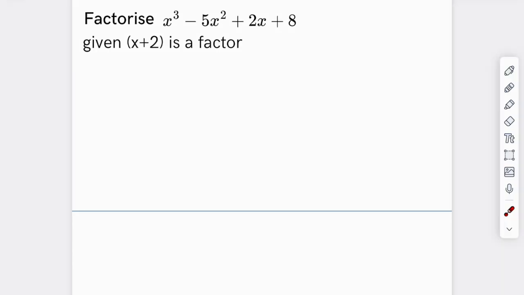Now we've got another question that says factorize x cubed minus 5x squared plus 2x plus 8, given x plus 2 is a factor. In a situation like this, one thing I didn't mention before is that oftentimes we can have a little shortcut. So how to proceed? We can do long division.